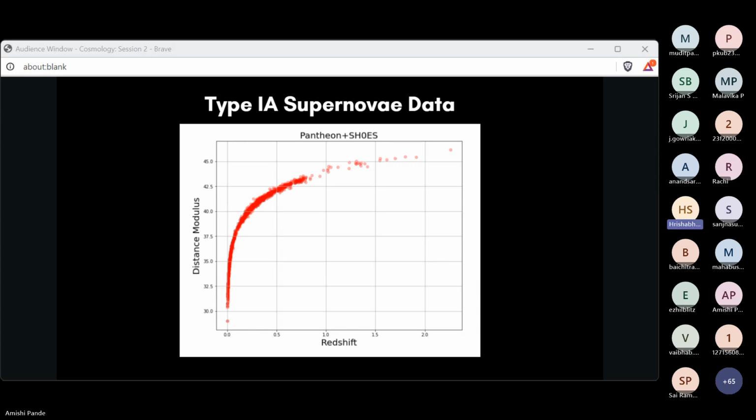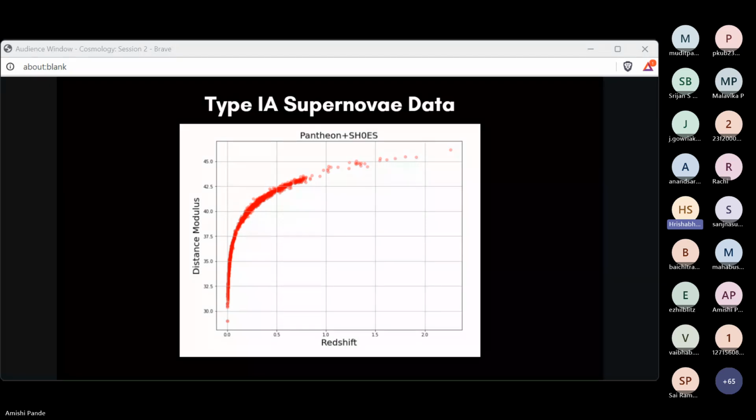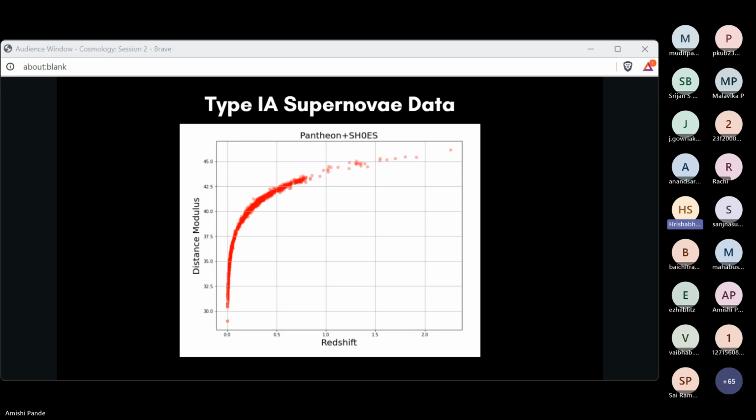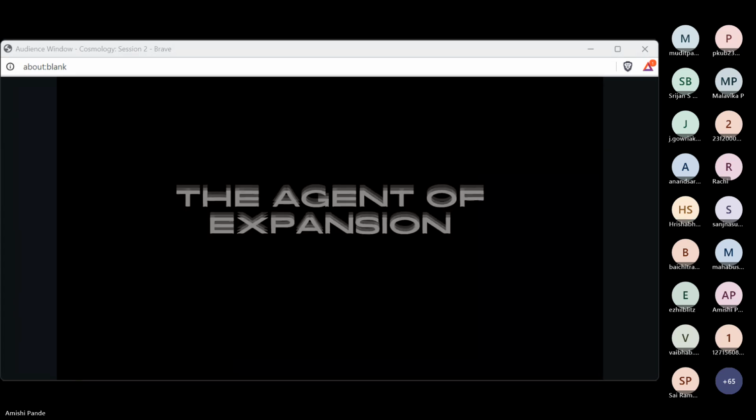Now we have a distance modulus mu and redshift z. Our goal is to fit this data with a curve given by the theory that we saw before, the integral theory, and then we try to find all the constants, the omegas and the H naught. Can you go to the next slide?